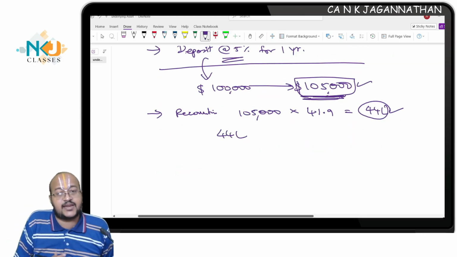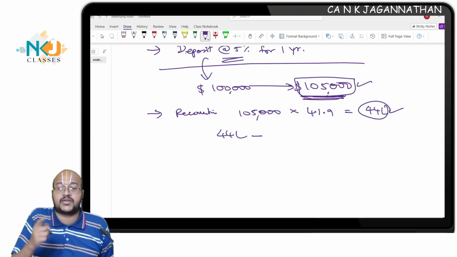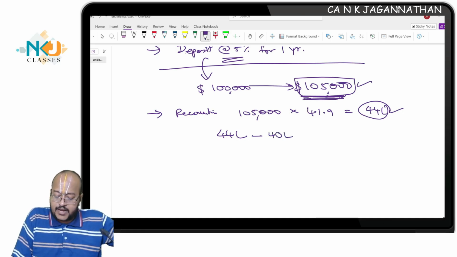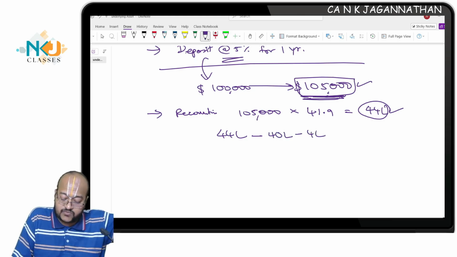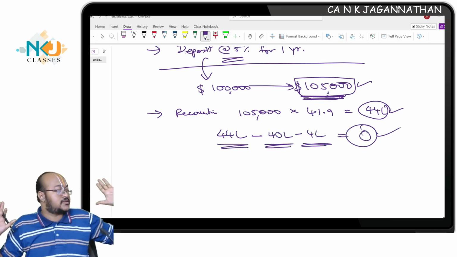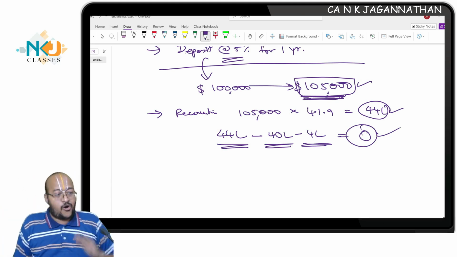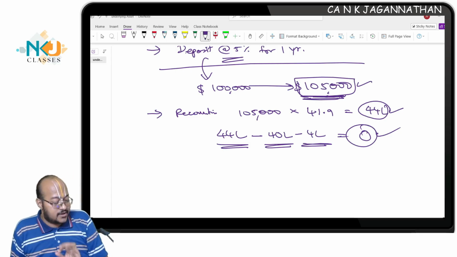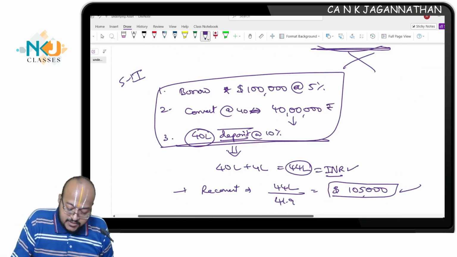Now what happens? Can he put this entire 44 lakhs into his pocket? What he has to do is repay the borrowing along with the interest. He borrowed 40 lakhs at an opportunity cost of 10%, which is 4 lakhs. So 44 lakhs minus 40 lakhs minus 4 lakhs is 0. He earns nothing as profit. Are you all understanding? Either you come from that side or you go from this side, it doesn't matter.